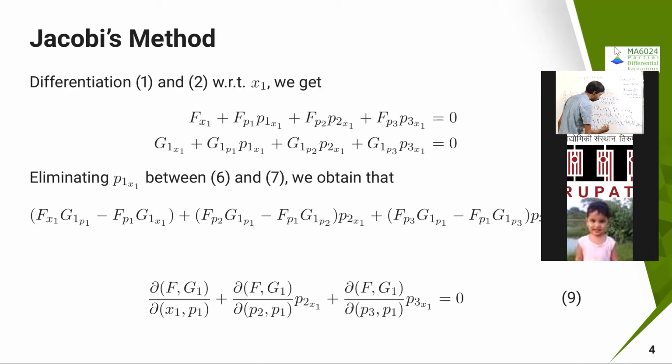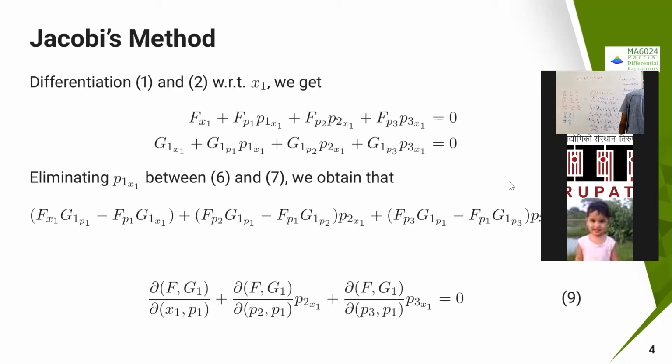So you are going to get ∂(f, g1) divided by ∂(p2, p1), because here it is p2, p1, into p2 x1, plus similarly ∂(f, g1) divided by ∂(p3, p1), into p3 x1, equal to 0 is going to be there. So you have got to solve this for now.